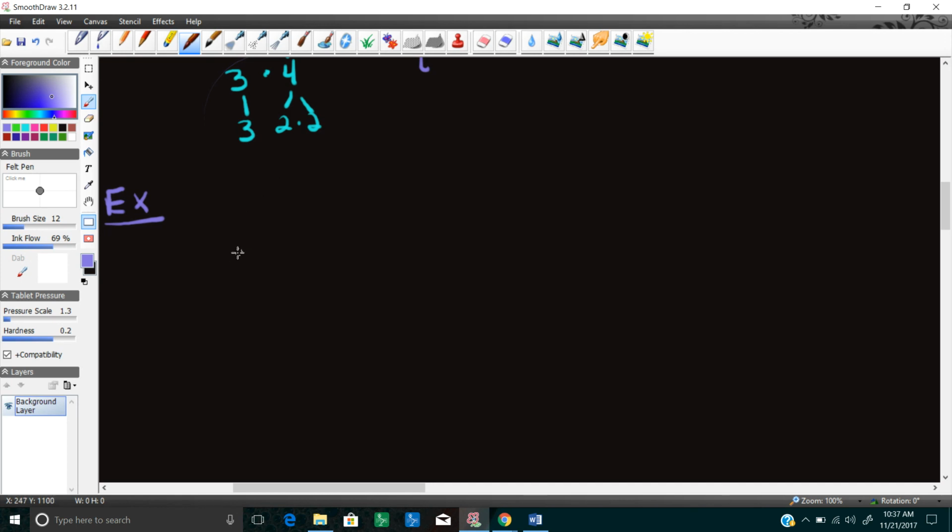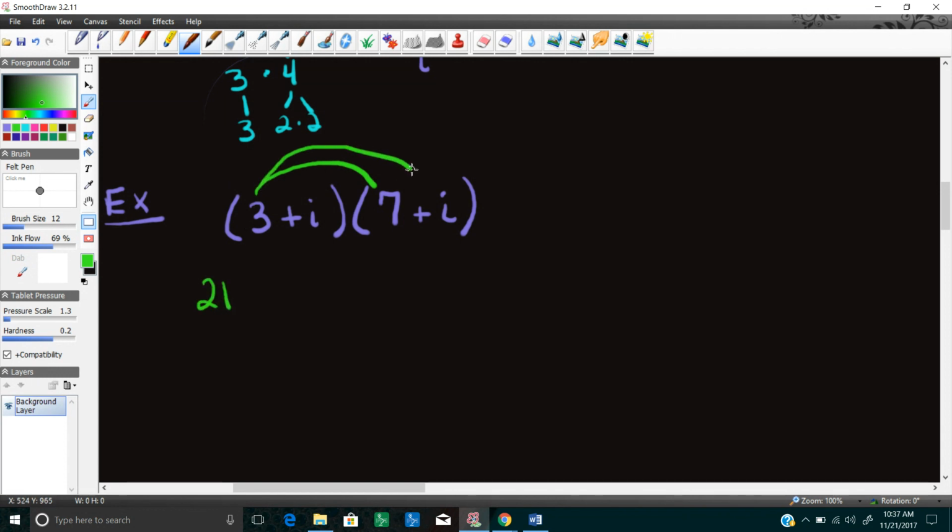So let's say we have, I don't know, let's say we have 3 plus I times, we'll say 7 plus I again. Okay, so this is a FOIL problem, and again, we're just applying that little I to different scenarios. So we would distribute, so 3 times 7 would be 21. 3 times I would be plus 3I. And then we would take care of the other side.